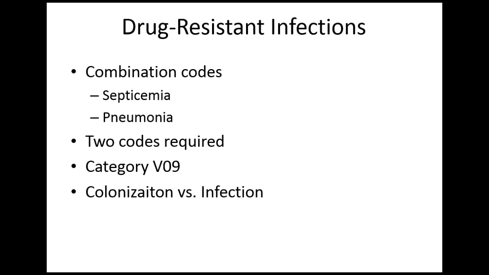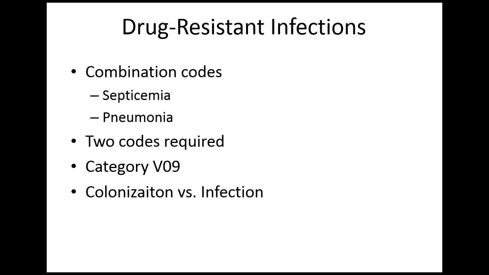For example, resistant to penicillin goes to V09.0, or staphylococcal pneumonia resistant to penicillin and bactericin is coded to 482.40 for the pneumonia, V09.0 and V09.81 to show the two drug resistances.